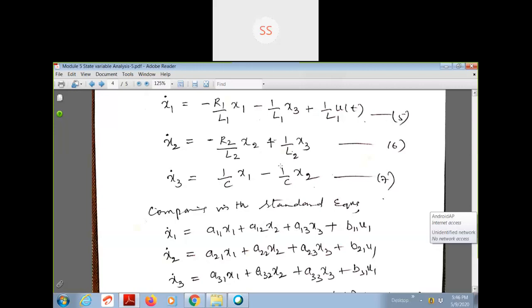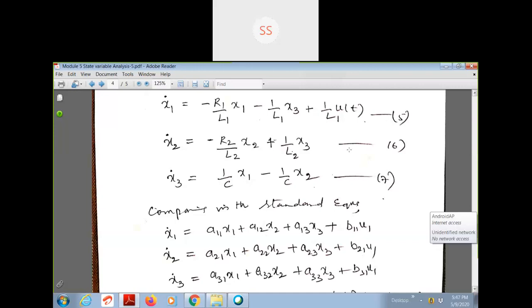Similarly, in equation 6, we have only the x2 term and x3 term. Therefore, this is the a22 coefficient, and this 1 by L2 is the a23 coefficient. We don't have the x1 term, so the a21 coefficient is 0. Similarly, we don't have u of t, therefore the b21 coefficient is 0.